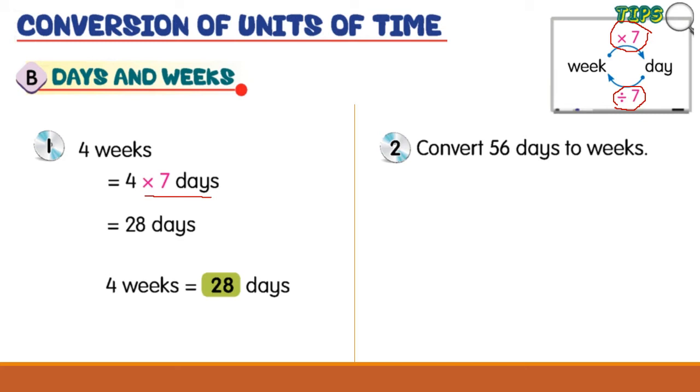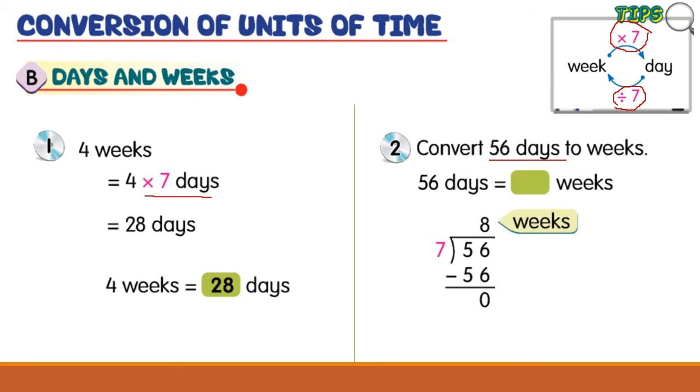I would like to remind you to make sure you know your table. If you don't know the table, things will get difficult for you. Now look at question number 2. Convert 56 days. Days to weeks, you have to divide. Divide by what? You have to divide by 7. So 56 divided by 7 is equal to 8 weeks. So 56 days is equal to 8 weeks.